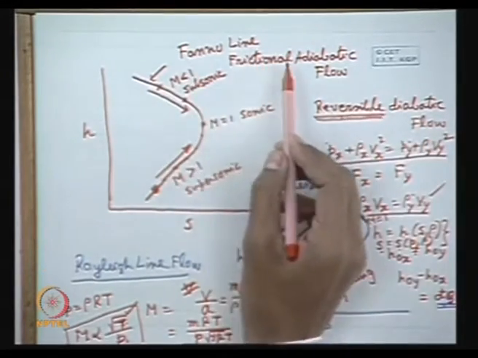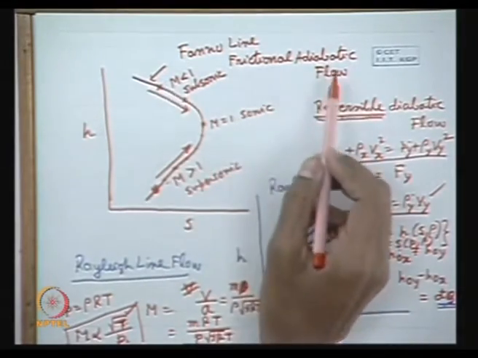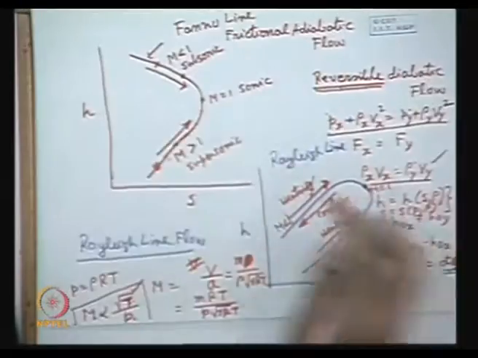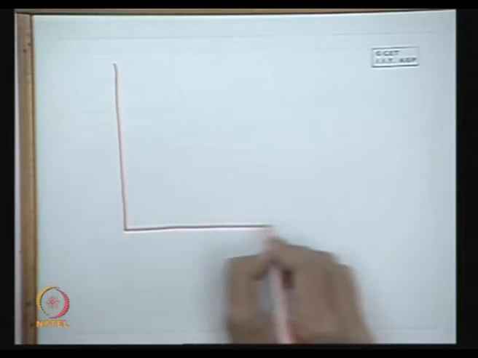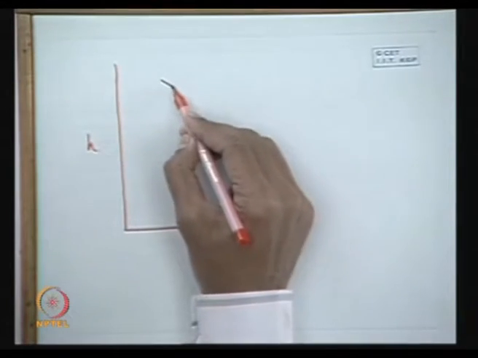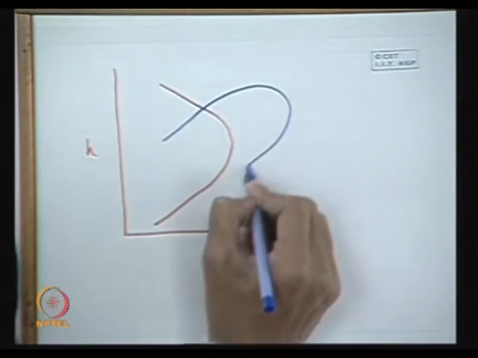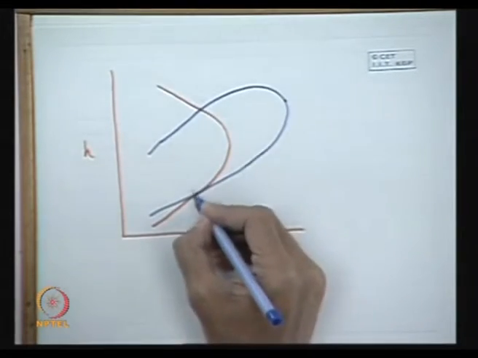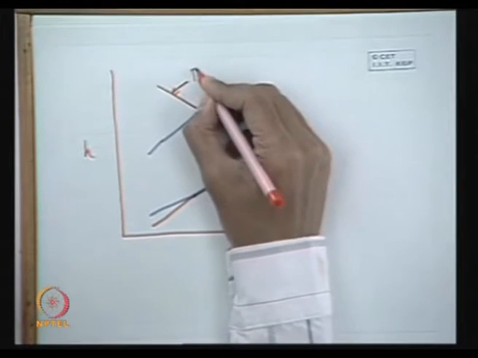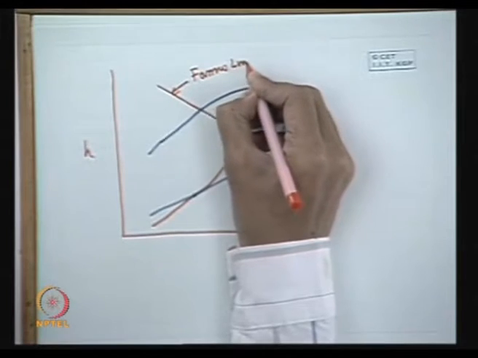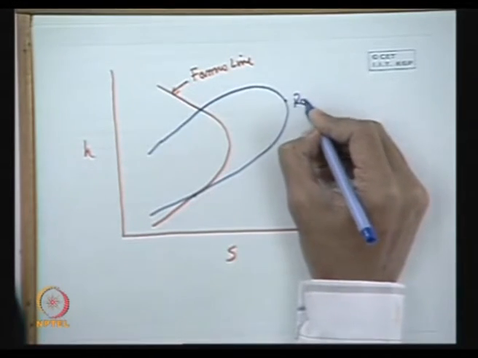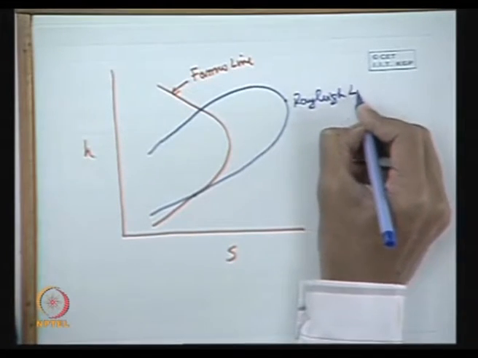And the Fanno line refers to the frictional adiabatic flow. Now, a shock refers to both conditions, the Fanno line flow and the Rayleigh line flow. That means if I now draw the Fanno line and Rayleigh line in a single plane, that means the h-s diagram, this is the Fanno line and this is the Rayleigh line.